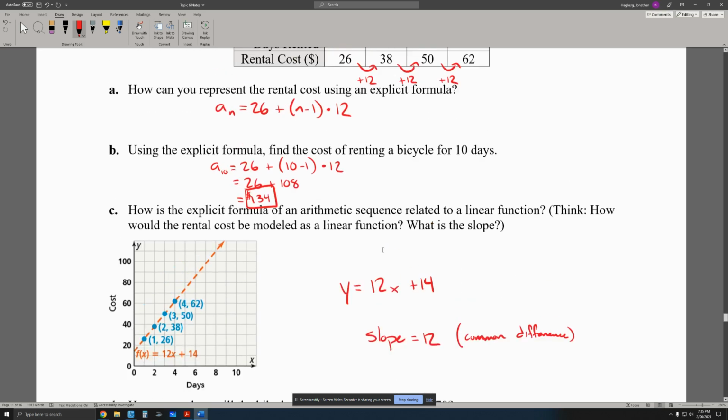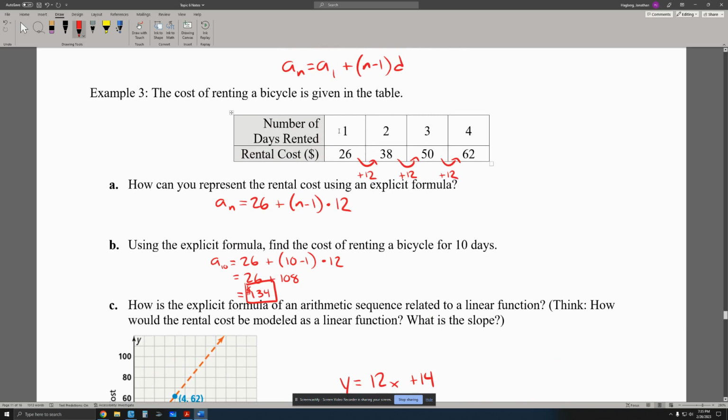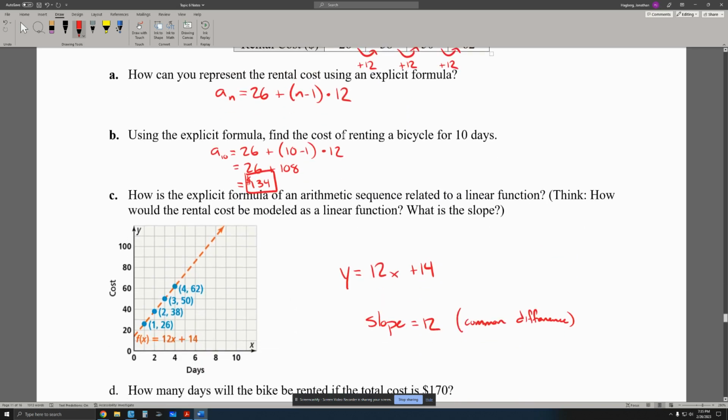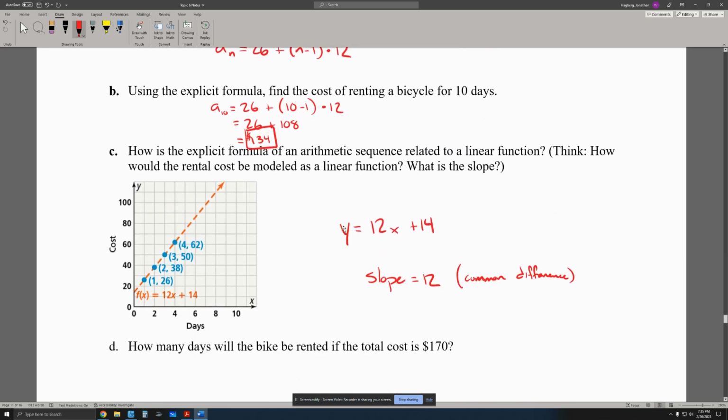Because the minimum number of days that we can rent this bike is 1 day, we can find that initial value, that first term, if we were to plug in 1 into this function. We would get 12 times 1 plus 14, which we know is equal to 26. So that initial value is where x equals 1 in the linear function.